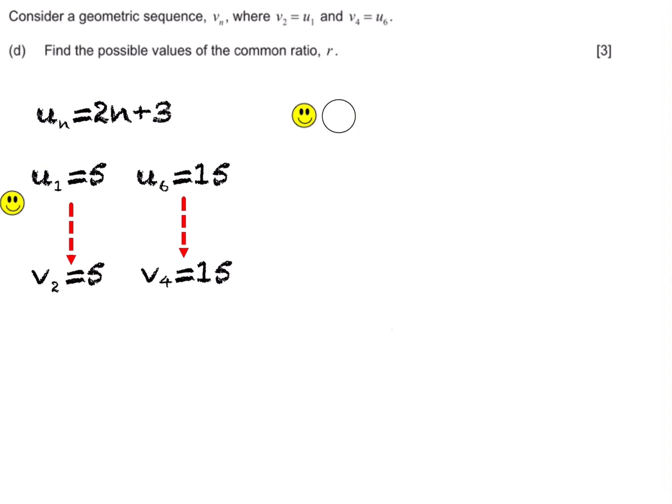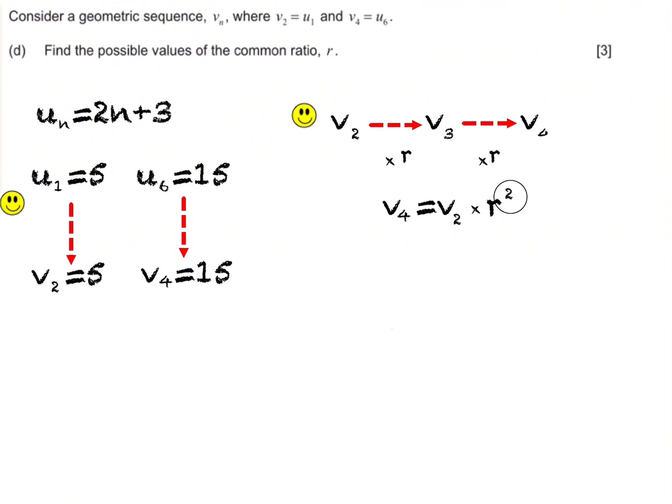We know that to find the next term in a geometric sequence, we multiply the previous term by the common ratio. This means the third term equals the second term multiplied by the common ratio, and the fourth term equals the third term multiplied by the common ratio. Therefore, we can say that the fourth term equals the second term multiplied by the common ratio squared. After substituting the values and calculating, we find that the common ratio is either positive square root 3 or negative square root 3.